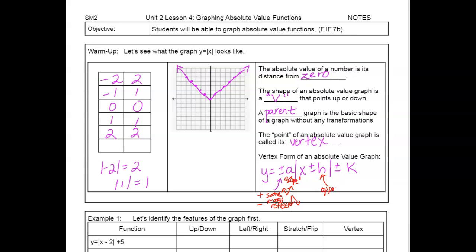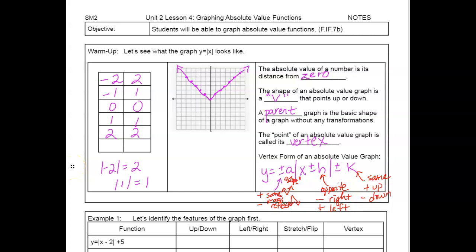Now, inside the parenthesis, we call this h, and the key to h, this is always the hardest, is it's the opposite direction, left and right. So if you see a negative, well, negatives usually go to the left, so it's actually going to move it to the right. And if you see a positive, positives go to the right, so the opposite, it actually moves left. The number at the end is called a vertical shift, up and down, and it's the same. So if you see a plus, it moves it up. And if you see a minus, it moves it down, okay?